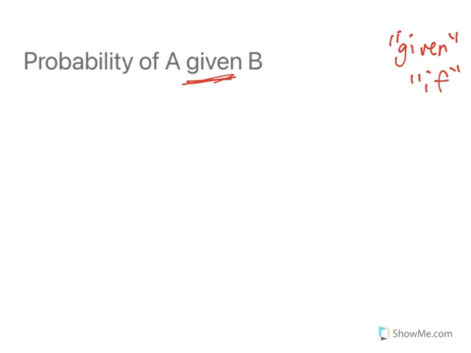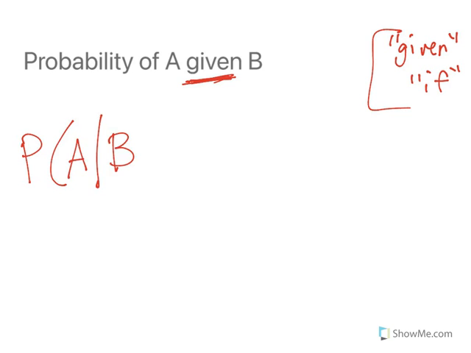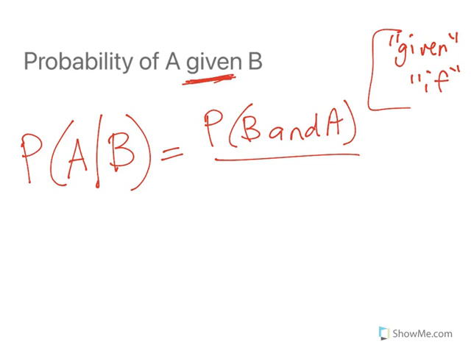You're either going to see the word given or the words if this happens. These are the big ones that say, okay, pretend this happens. One thing happens, how does that change the condition of your probability? The notation for A given B looks like this: probability of A given B, with a line between A and B. We find that by taking the probability of B and A all over the probability of B.